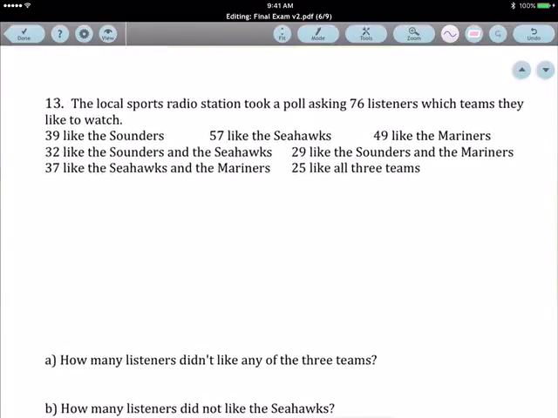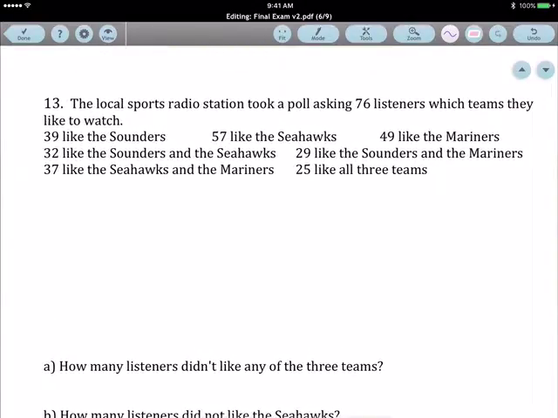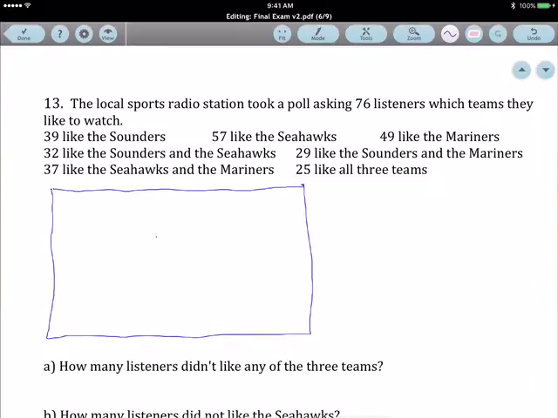So the one on your exam is going to be set up in some way similar to this, in that you've got 3 sets. So we're going to draw a Venn diagram with a rectangle and 3 circles inside. So we'll have a circle here, and a circle here. And we'll label it for the Sounders, the Seahawks, and the Mariners. I've definitely found for me it's easiest to start at the end with what's in the middle and work backwards.